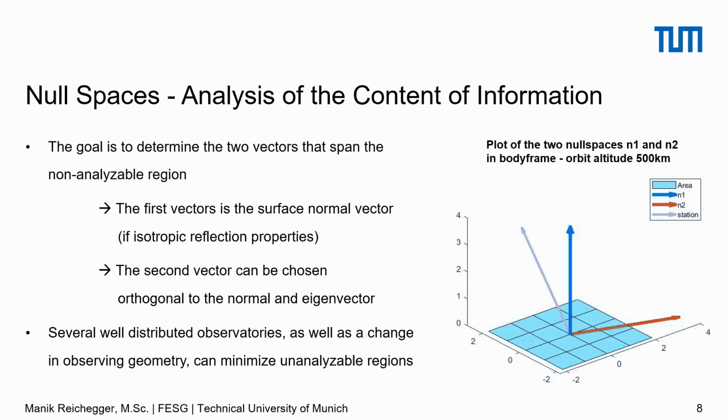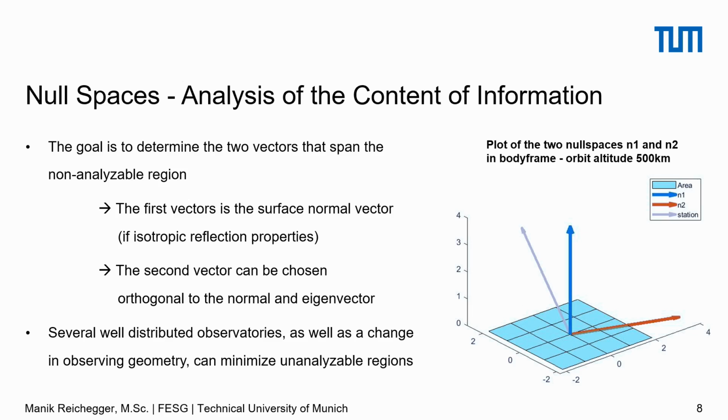The aim is to define these two vectors for a surface or an object, and to find out which rotations around which axis can be measured and which cannot be measured. The area that cannot be evaluated is defined by the surface normal vector and the vector that is orthogonal to the normal and eigenvector. The right figure shows the two vectors for a single square surface. The surface normal vector N1 is shown in dark blue, and N2 in orange. The vector in gray shows the direction to the observer.